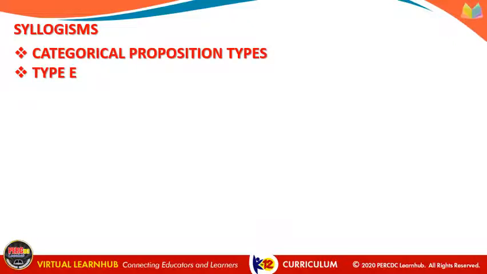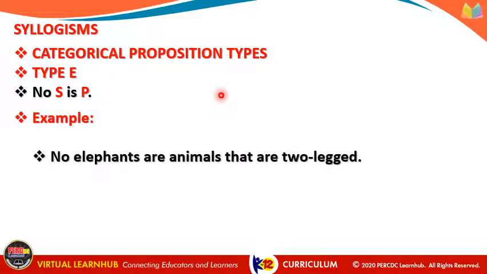Let us now go to the next type of categorical proposition. This is type E. Type E propositions follow the format no S is P or no S are P. Again, S here is the subject, P here is the predicate of our proposition. Let us have an example. No elephants are animals that are two-legged. The subject in the proposition is elephants and the predicate is animals that are two-legged.